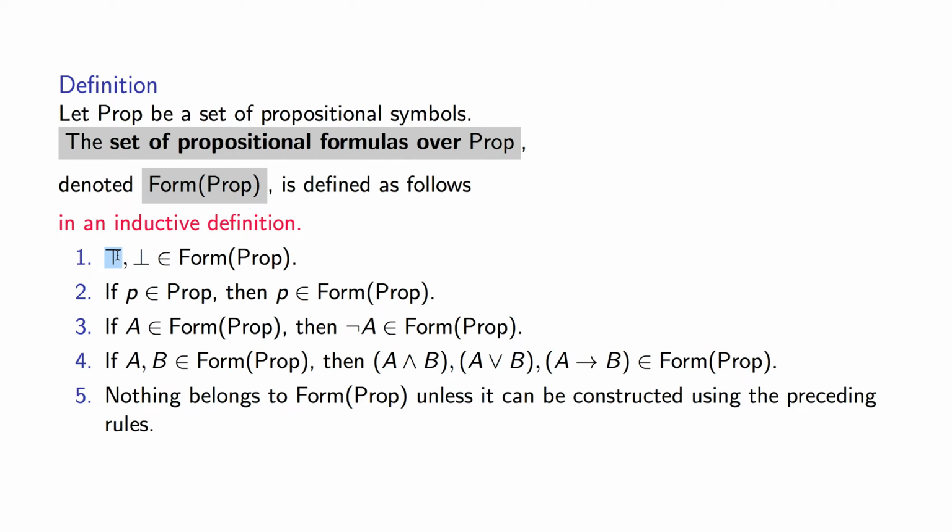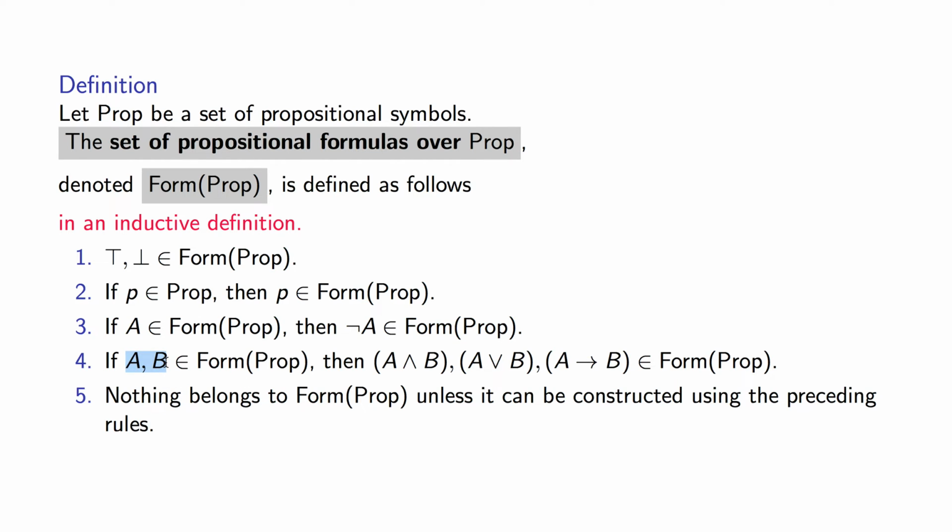The symbols true and false belong to form of prop. So each of these symbols is a formula over prop. If p is a propositional symbol, then p itself is a formula over prop. If a is a formula over prop, then you can write the negation symbol in front of it, and the string obtained this way is a formula over prop.